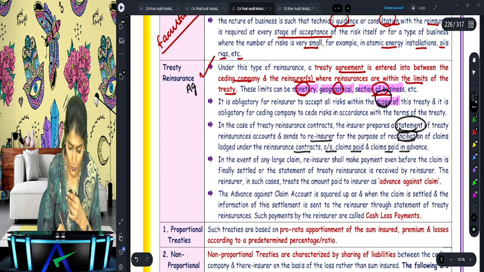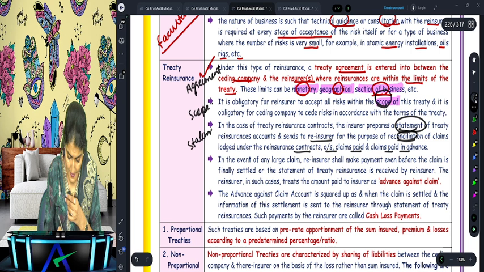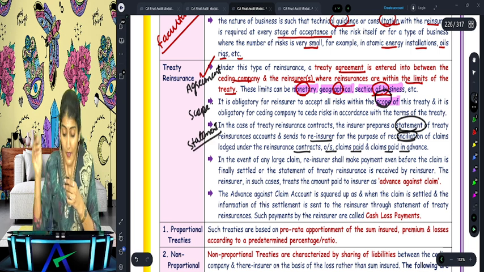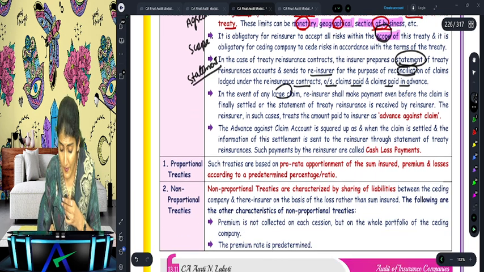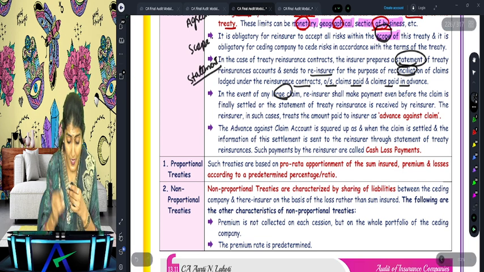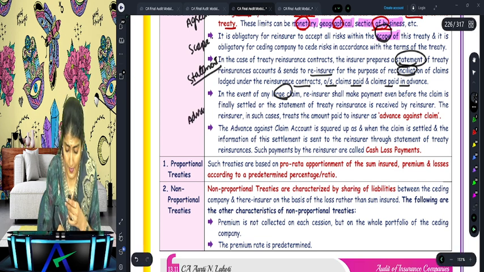You enter into an agreement. Now, that agreement, you have to define the scope. Then, based on the scope, you will send the statement and they will reconcile. Right. Then after that, what does it say? If it's a large claim, then what may happen? The reinsurer may pay you in advance also.